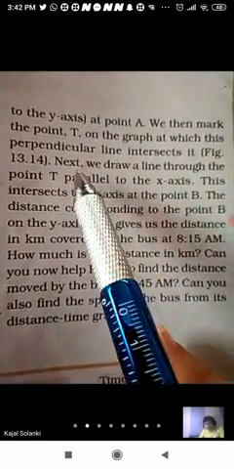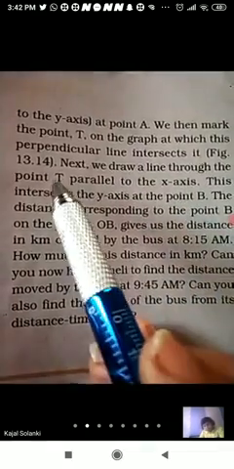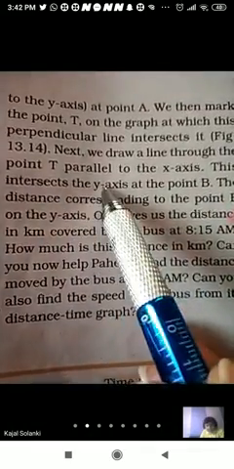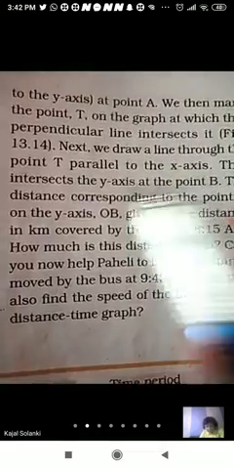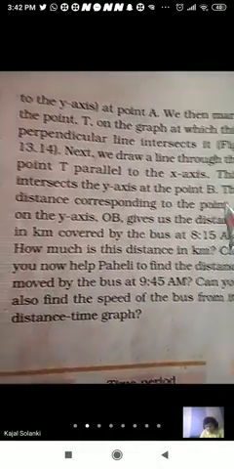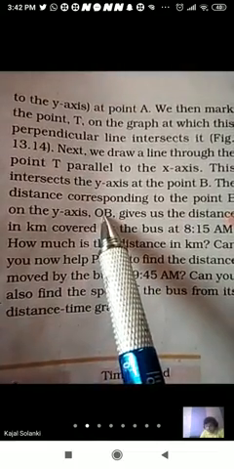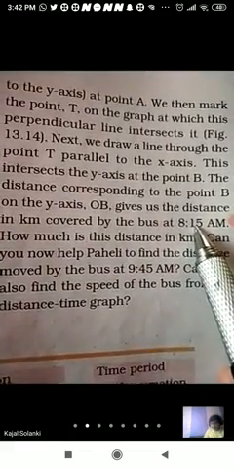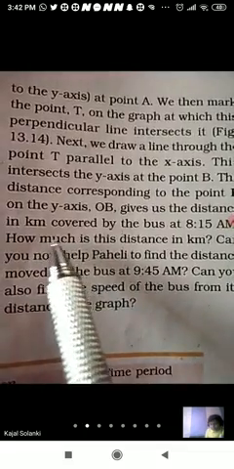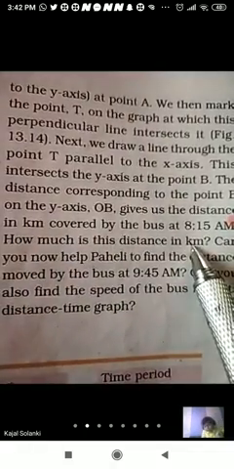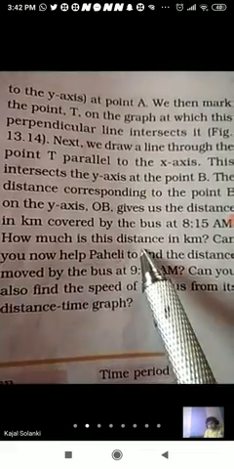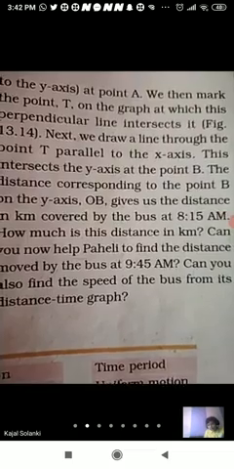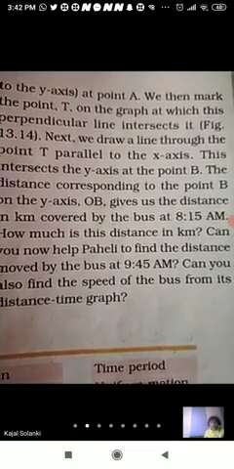In figure 13.14, next, we draw a line through the point T parallel to the x-axis. This intersects the y-axis at the point B. The distance corresponding to the point B on the y-axis gives us the distance in kilometers covered by the bus at 8:15 a.m. How much is this distance in kilometers? Can you now help Kaylee to find the distance moved by the bus at 9:45 a.m.? Can you also find the speed of the bus from the distance time graph?